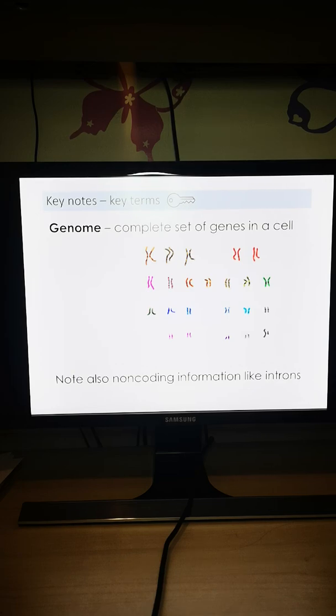Although genome is the complete set of genes, included in genes is not just the coding information. There is a lot of non-coding information, like introns in eukaryotic cells, that also makes up an organism's genome. So complete set of genes in the cell, yes, but it is basically all the DNA base sequence for that organism, including non-coding information.